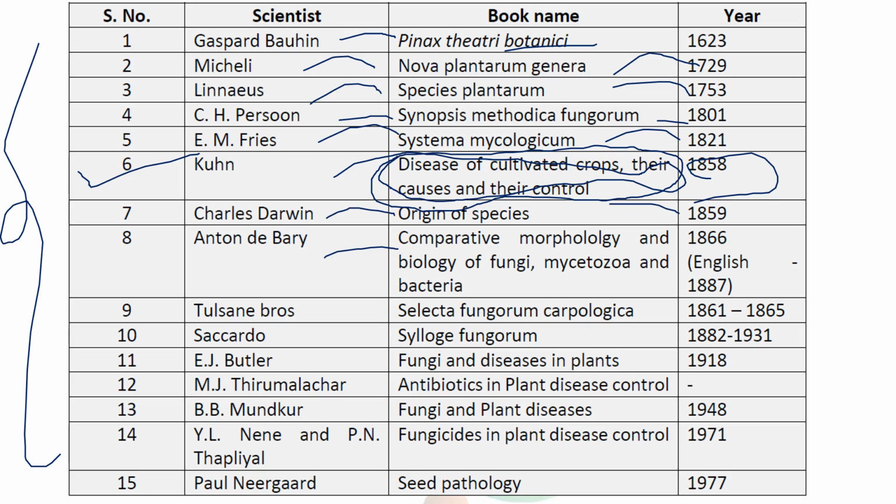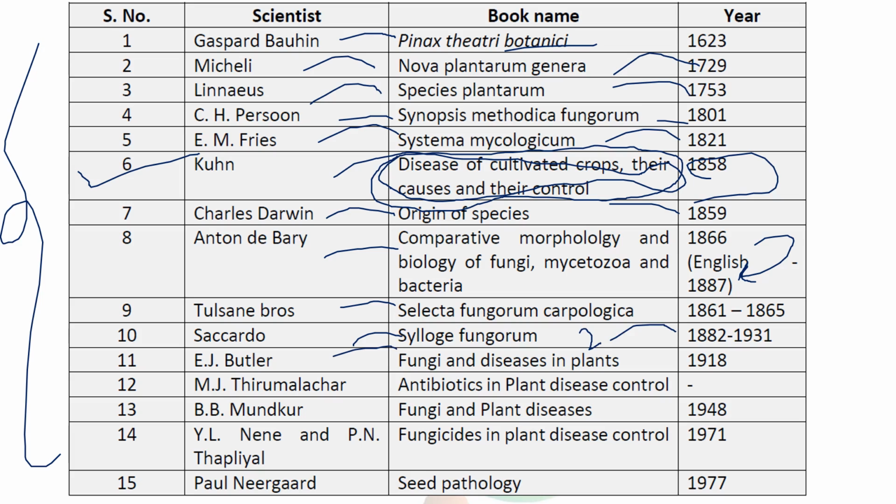Anton de Bary wrote a book called Comparative Morphology and Biology of the Fungi, Mycetozoa and Bacteria. Actually, the German version was published in 1866, but the English version was translated by Bayley Balfour and one more person. They translated this German version into English in 1887. The Tulasne brothers wrote a book called Selecta Fungorum Carpologia, 1861 to 65. Saccardo produced a book called Sylloge Fungorum. It is a massive work of almost 25 to 26 volumes, published between 1880 and 1931.